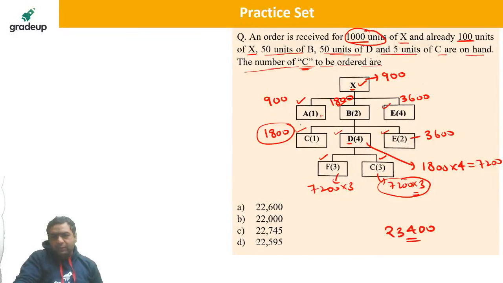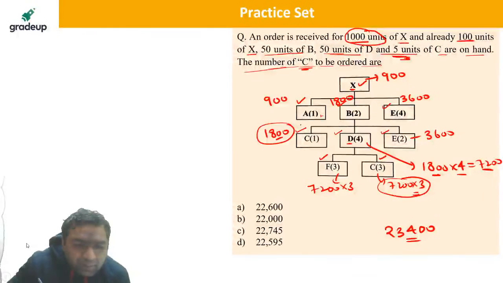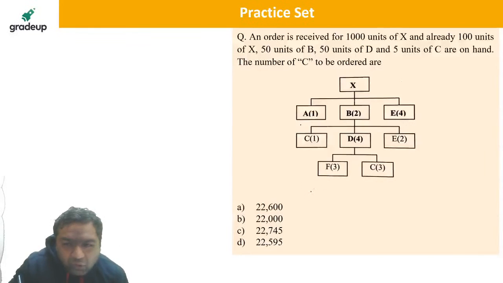But already it is mentioned that 5 units of C are present. Okay, sorry, we have made a mistake. I have not seen the quantities of the other items present. Sorry. Once again, we need to solve it.